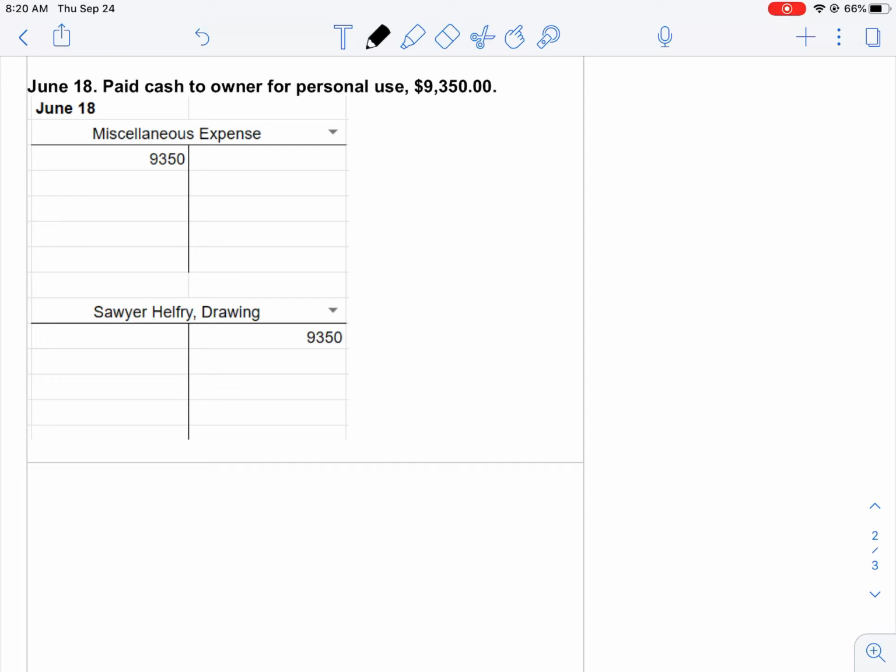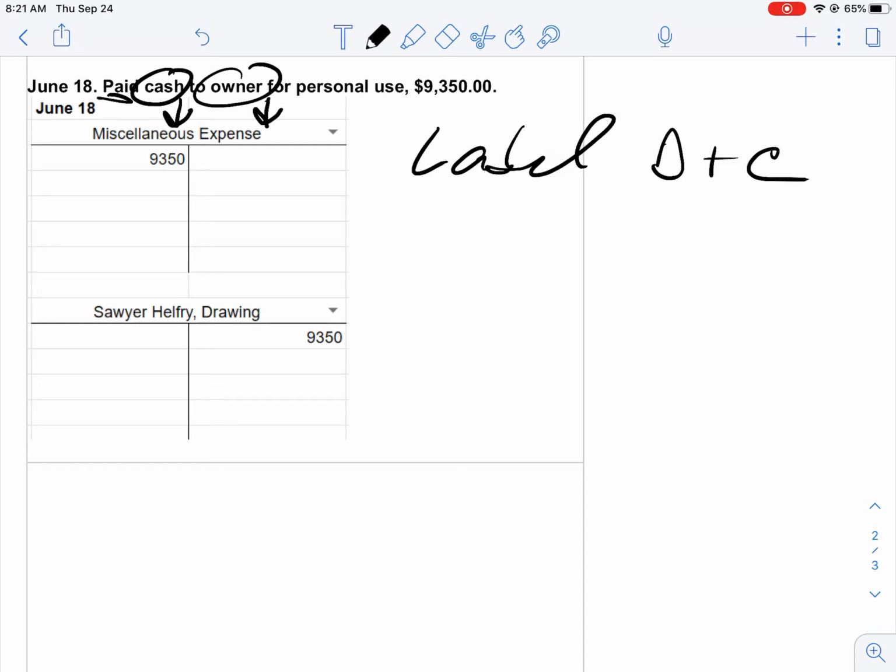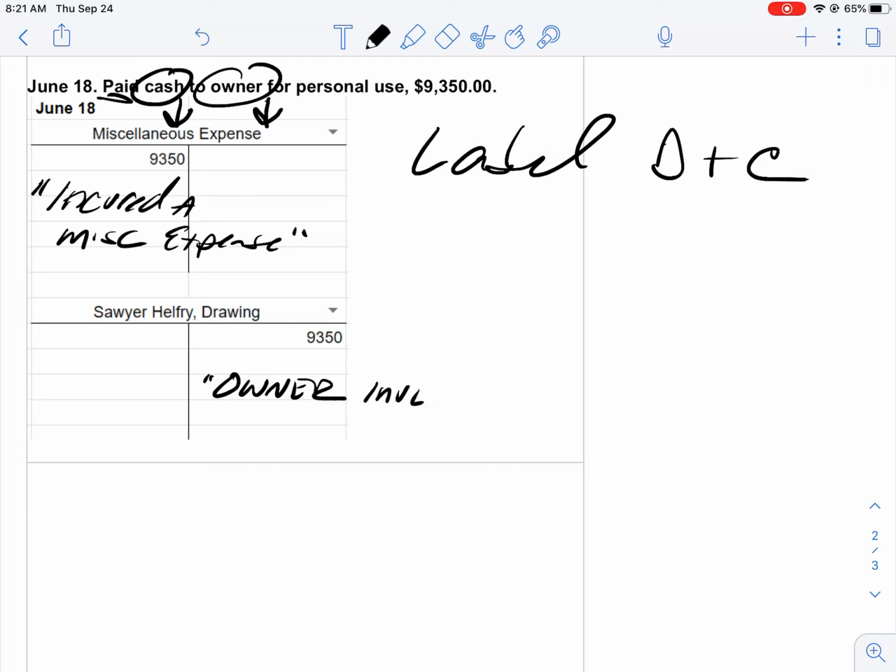June 18th, paid cash to the owner as an investment. So we circle the nouns, underline the verbs. Paid cash, cash is going down. Owner as a personal use, the worth of the business is going down. First thing, again, label the debits and credits, okay? This debit to miscellaneous expense, roughly translated, is saying that we incurred a miscellaneous expense. Does it say anywhere in there a miscellaneous expense? No, it does not. So we're going to have to change that. This one here is basically saying that, roughly translated, the owner invested some money into it, or the owner took some money out for personal use and then decided to put it back into it. We have a little bit of a mistaken identity with debits and credits on that one.